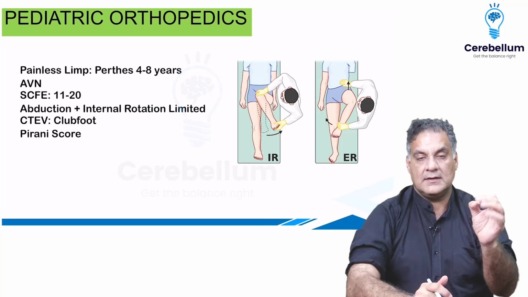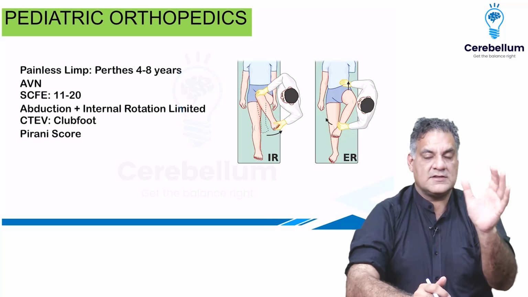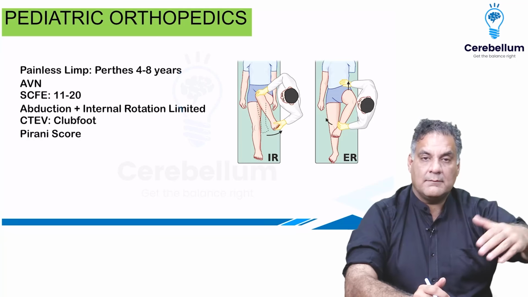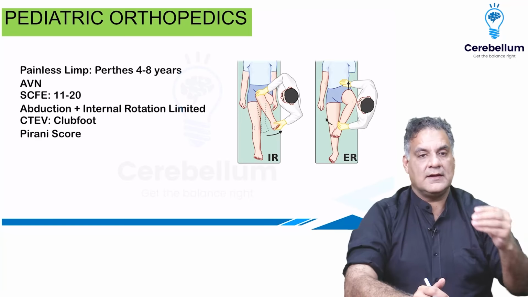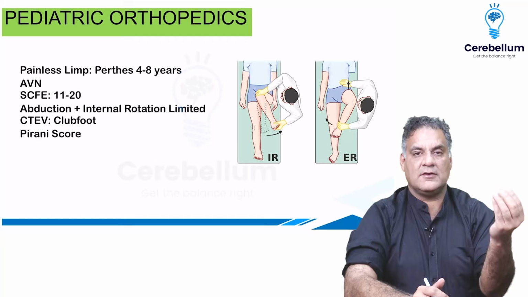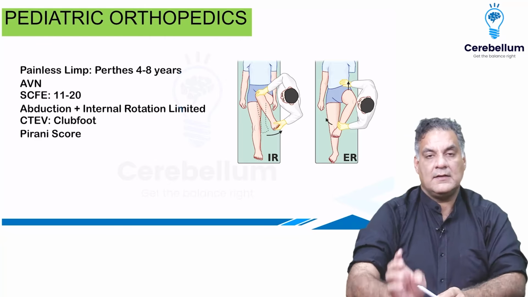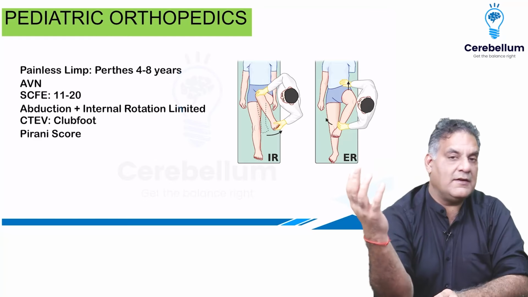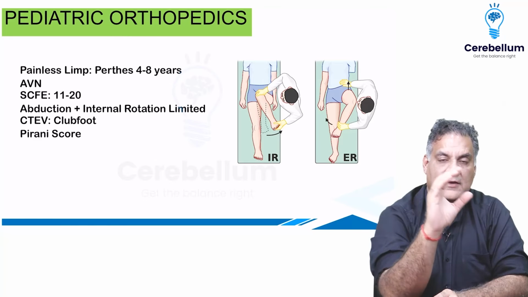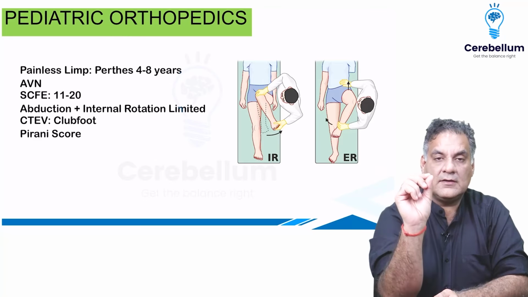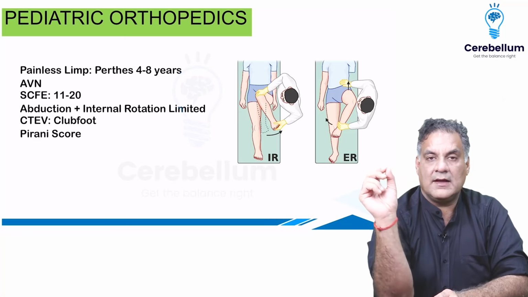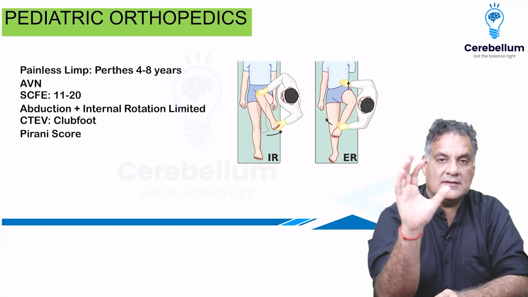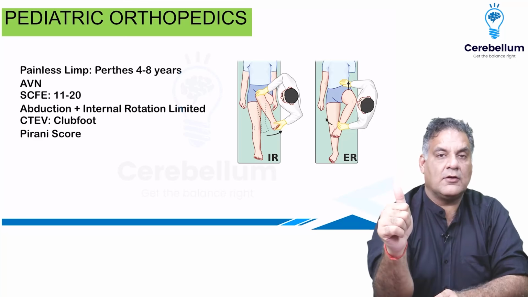Also remember one thing, that DDH is a condition which is congenital. But if the hip condition comes from 4 to 8 years, painless limb in a child, that's called Perthes. It's an avascular necrosis of femoral epiphysis. And between 11 to 20, because of hormonal disorder in an obese, overweight child, the epiphysis and the metaphysis relationship is disturbed. It's called slipped capital femoral epiphysis. This has to be reduced and fixed. So, basically in all these conditions, with time it can resolve.